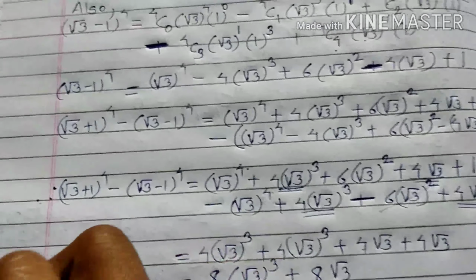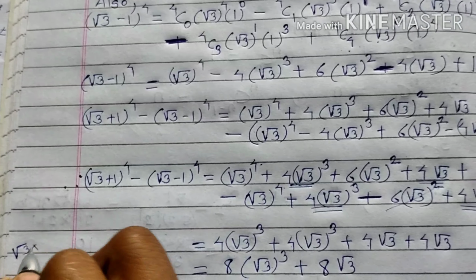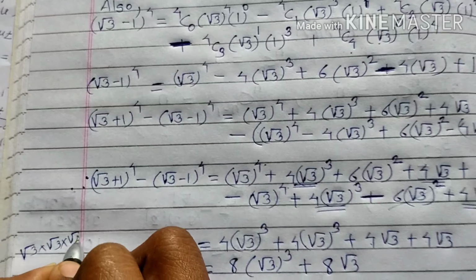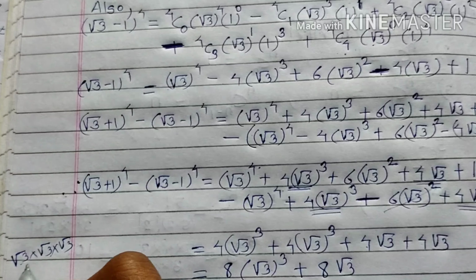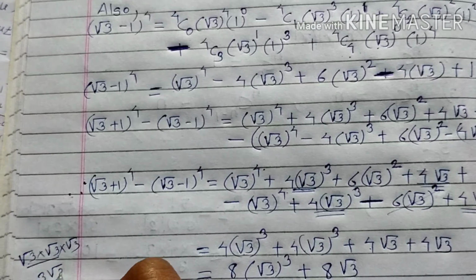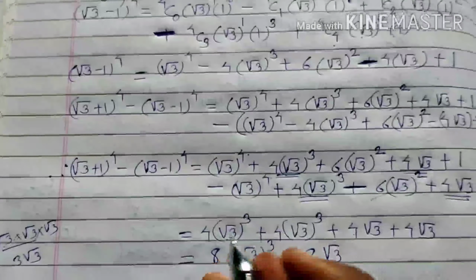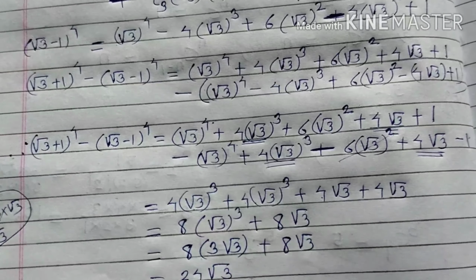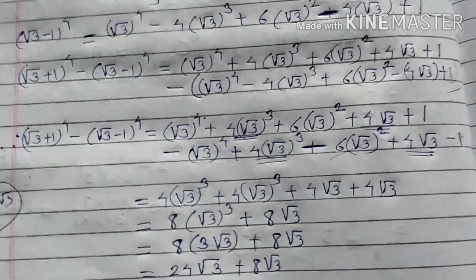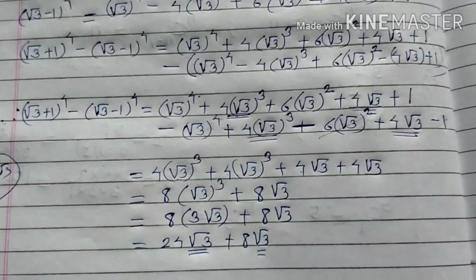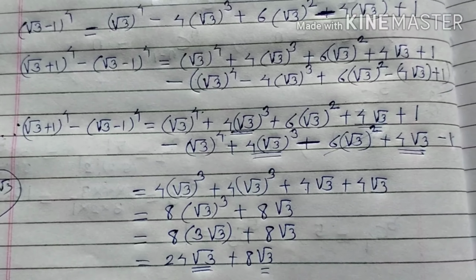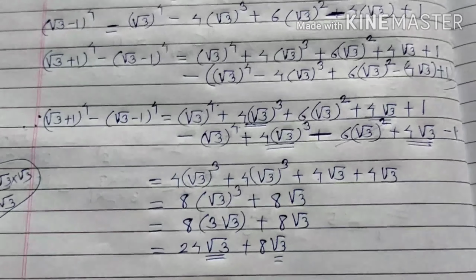Now (√3)^3. We know that it is √3 into √3 into √3. So √3 into √3 is 3, so it is 3 √3. This is only for your understanding. 3 √3 plus 8 √3. So it is 24 √3 plus 8 √3. And if you add these terms, it is 32 √3.